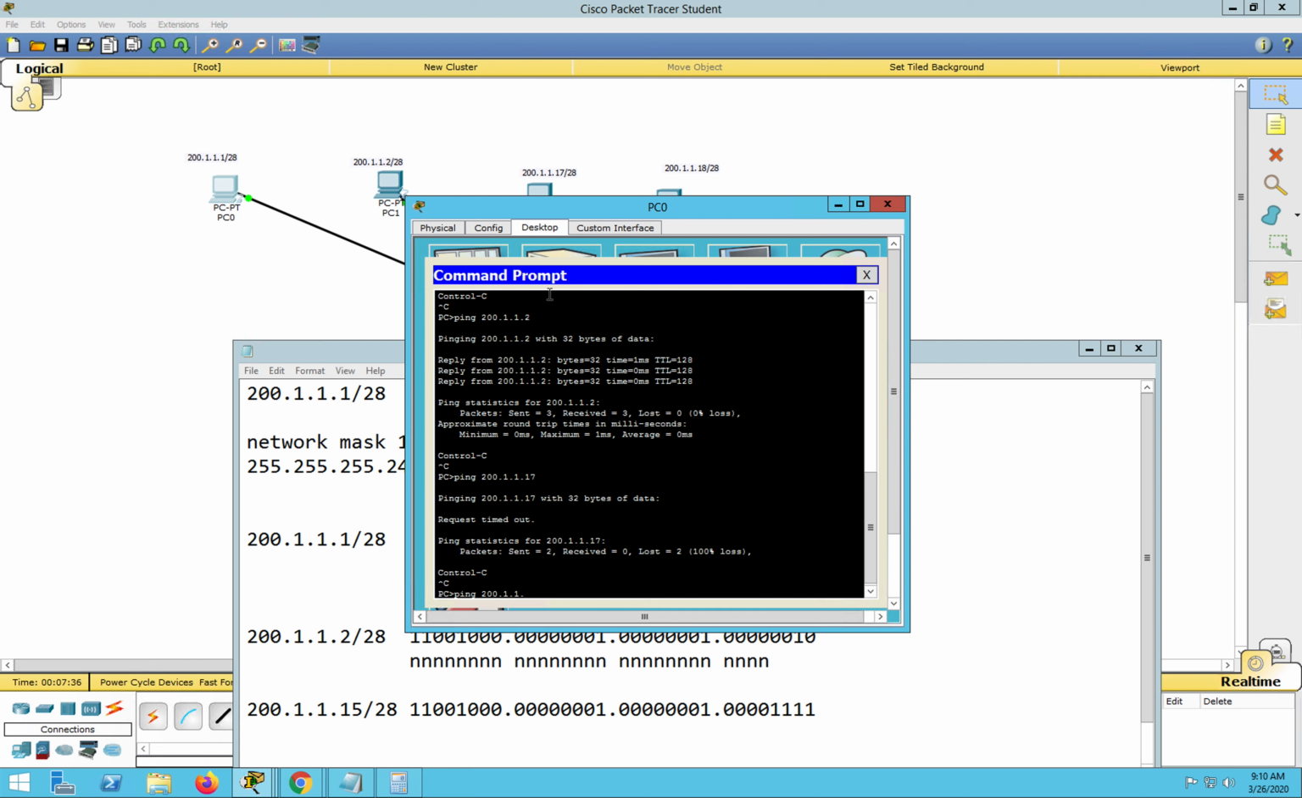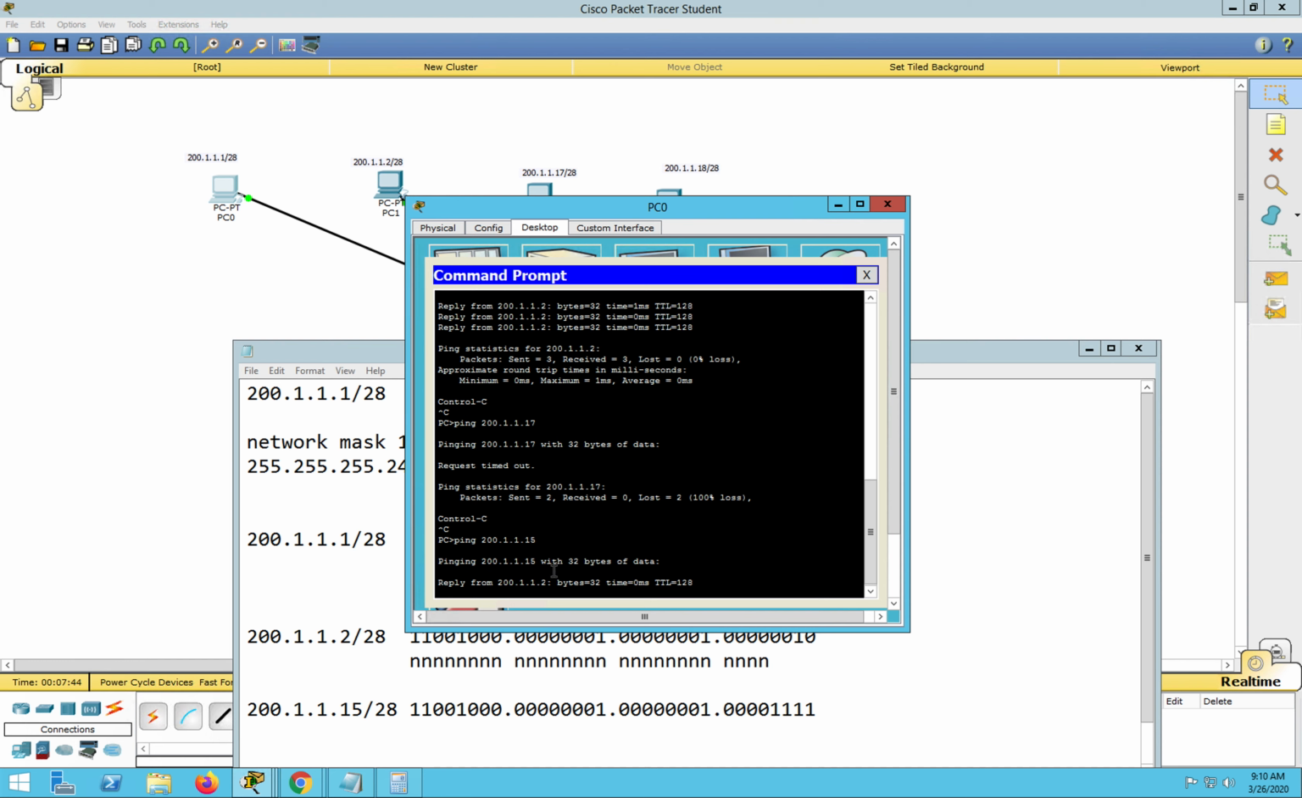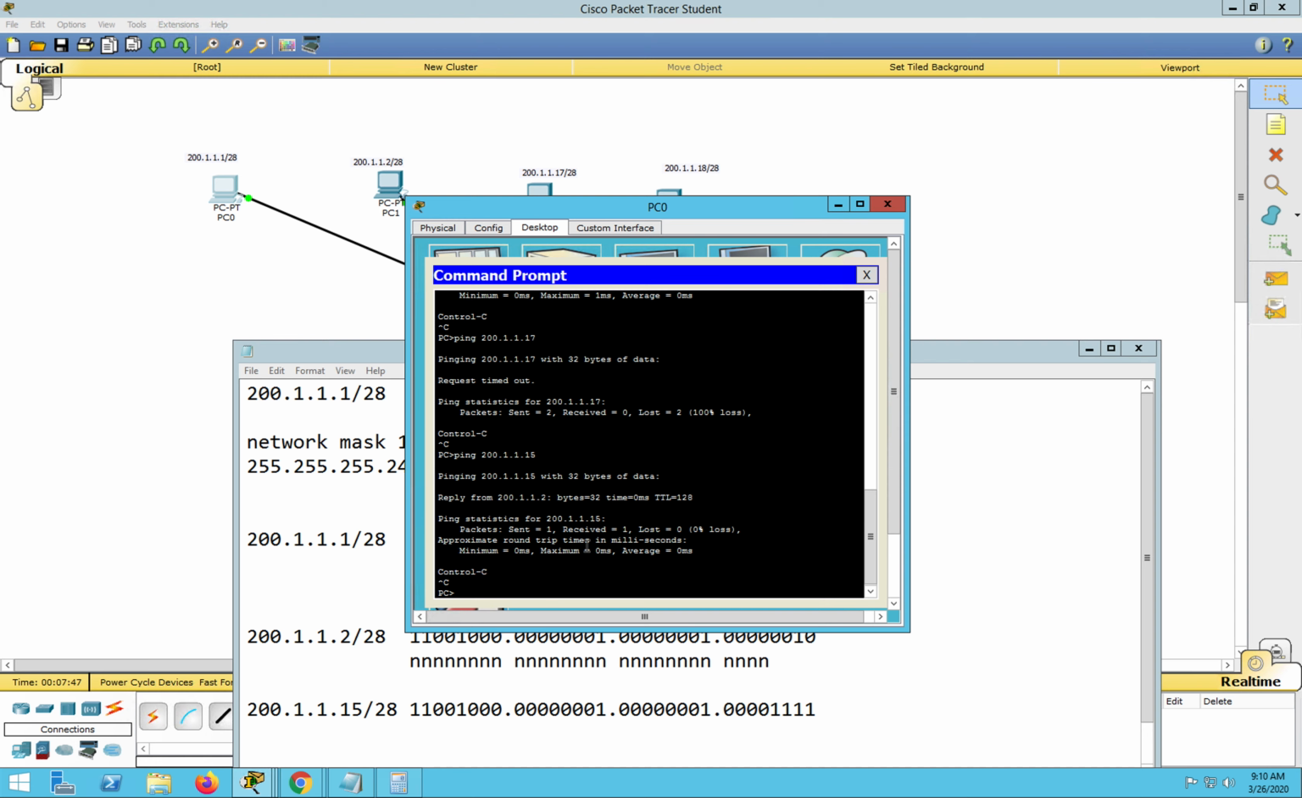So let's give it a try. .15. Now, what should I see as a response? I should see the 200.1.1.2. And of course that's exactly what I'm getting, but I'm not getting anybody else.